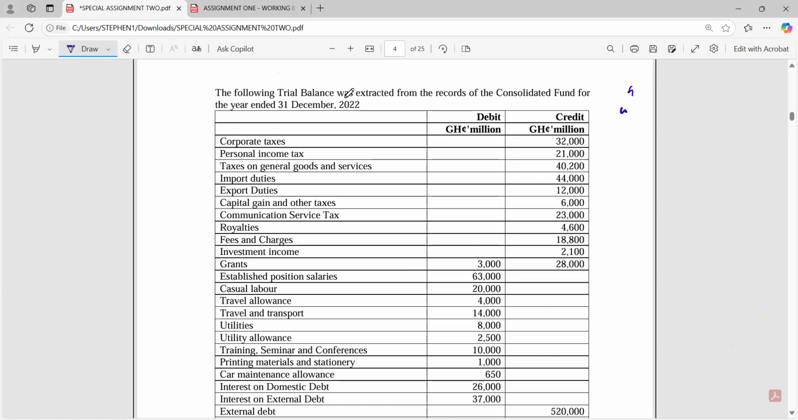Okay. Good. The following trial balance was extracted from the records of the consolidated fund for the year ended 31st. I want you all to follow. Just pay attention. Listen. When you finish, you try the question.